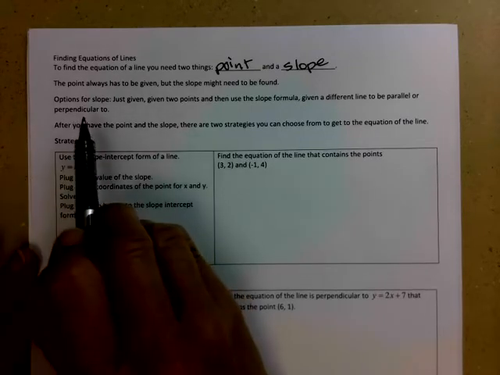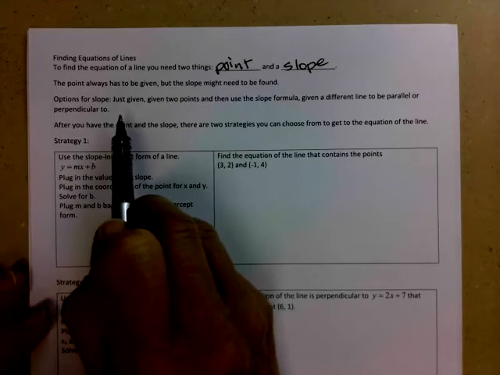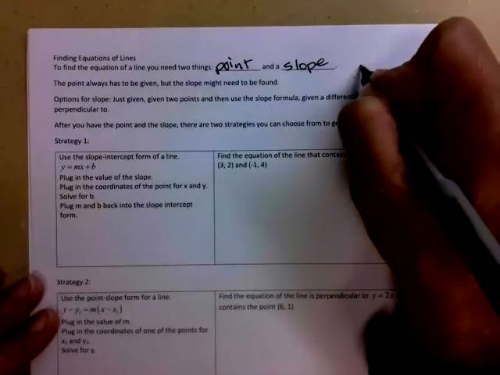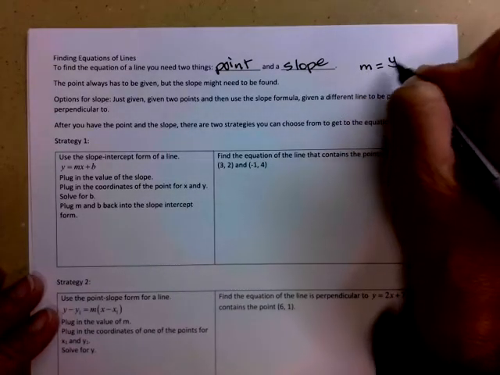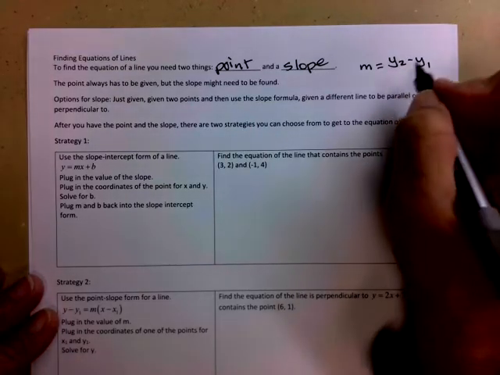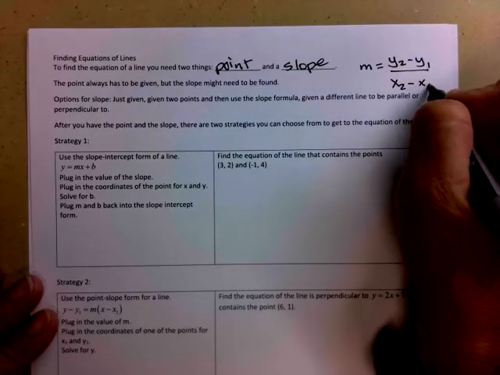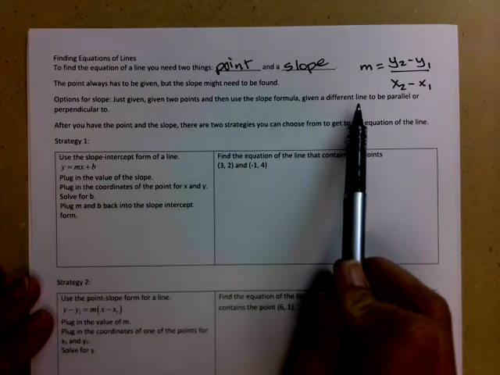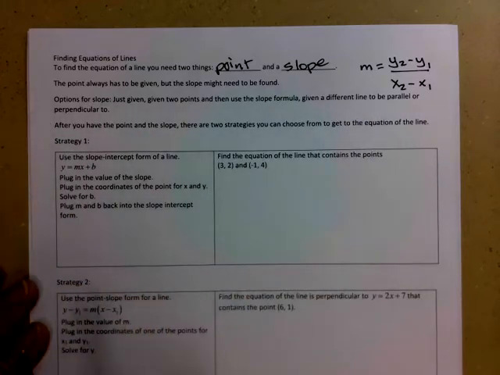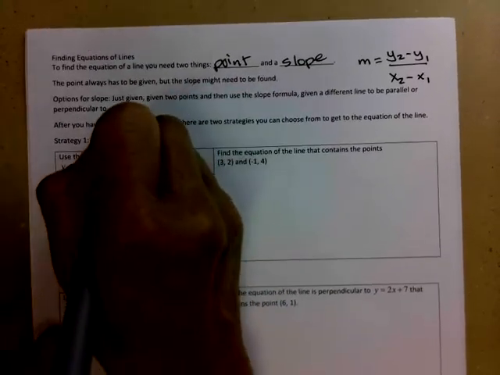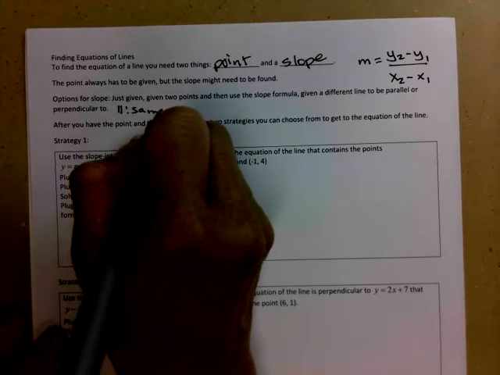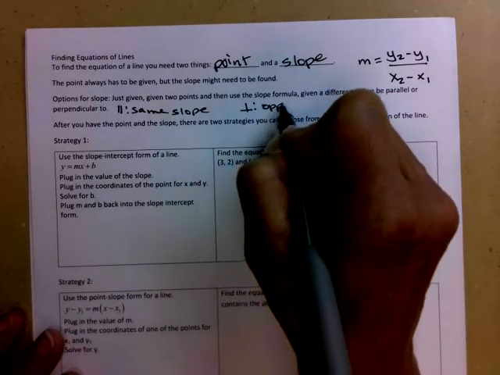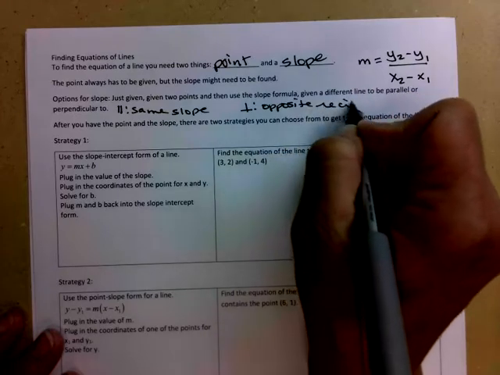So the options for finding the slope are: maybe it'll just be given, that'll be awesome. But maybe you'll be given 2 points and then you'll use the slope formula. Remember the slope formula, m equals y sub 2 minus y sub 1 over x sub 2 minus x sub 1. So change in y over change in x. Maybe you'll be given a separate line and you'll want to be parallel or perpendicular to it. And remember, parallel, same slope, and perpendicular, opposite reciprocal. Flip and change the sign.